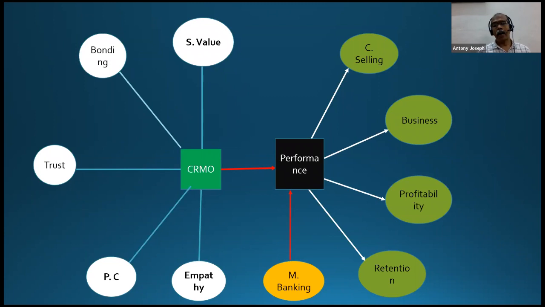Okay, so I have considered mass banking as a variable which actually influences the performance of the branch. This is the model I have developed. So what scales do I actually need? I have already told you I need 5 different scales for measuring CRMO: shared value, bonding, trust, personalized communication, and empathy. I have to make 5 different scales.